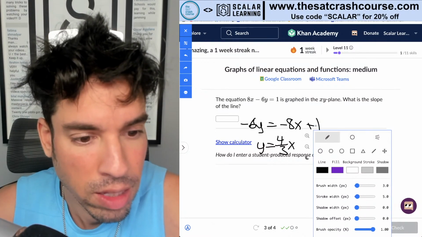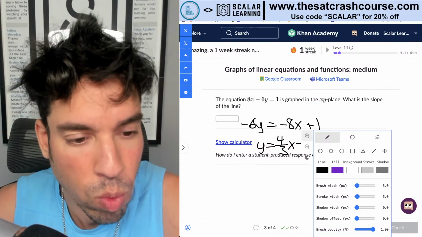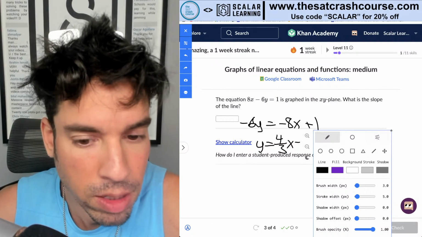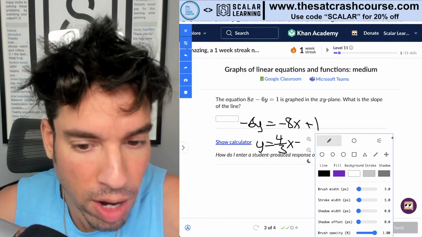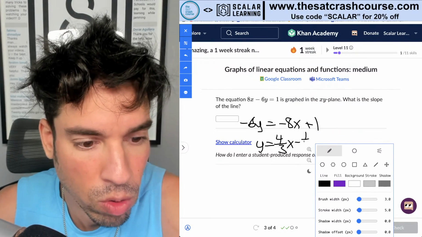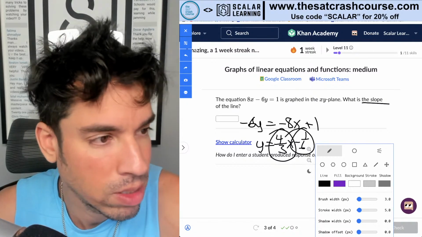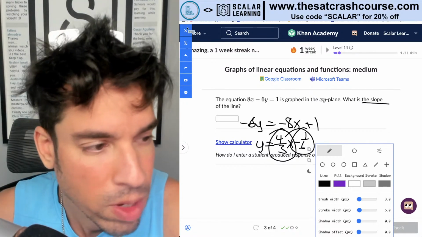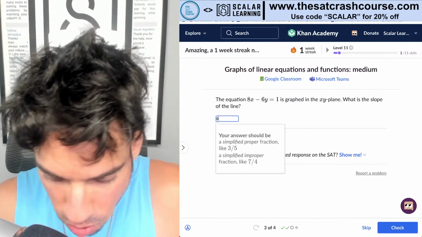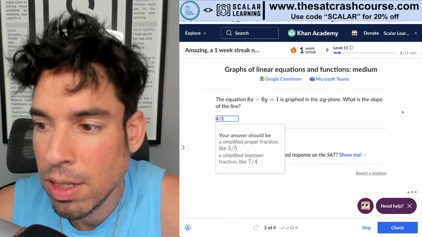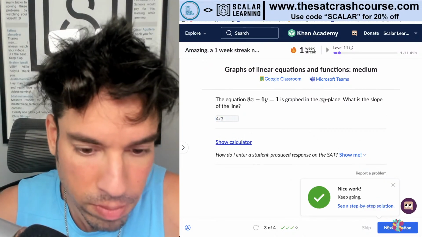4/3 x and then minus 1 over 6. I've got to get a better app for this drawing stuff. And again, my slope is 4/3. My y-intercept is negative 1/6. So the slope is 4/3. Hope that made sense. That's how you do it.